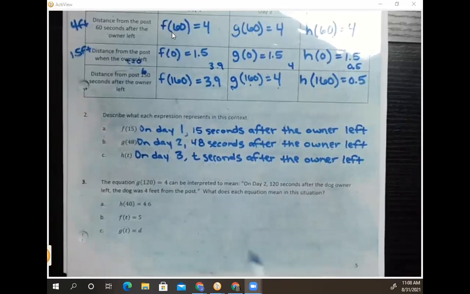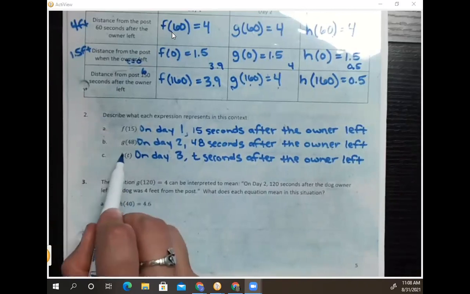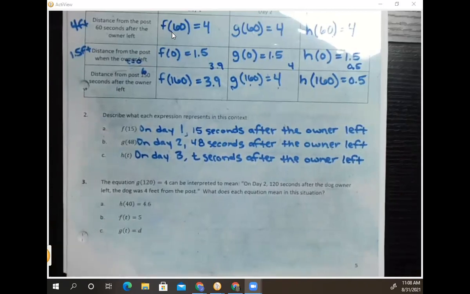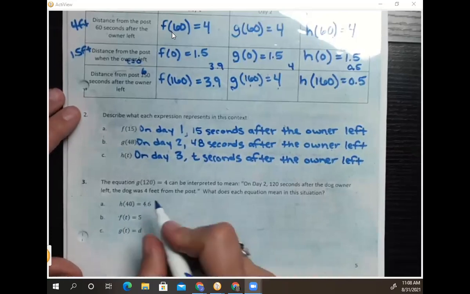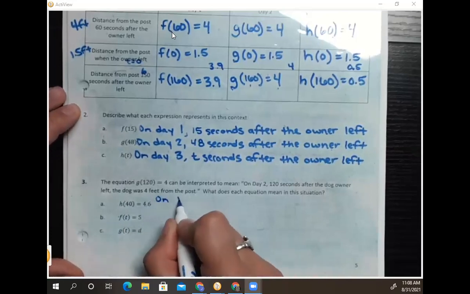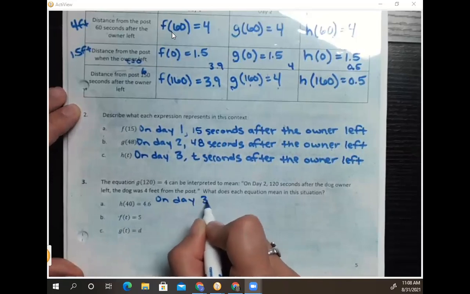Now for number 3, I've got the same stuff that we had for number 2, except for equals something. What are all of these equal to? What was the equal to number? Yeah, distance, how many feet the dog was from the post. So if I look at 3A, it says h of 40 equals 4.6. What does the h tell me? The day, and what day are we on here for h? Day 3, on day 3.